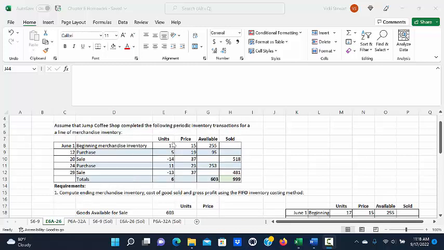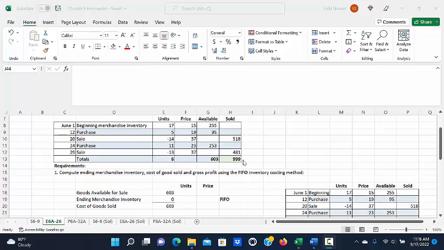The problem gives us the beginning merchandise inventory on June 1st, the purchases that were made, the sales that were made, and then the total units that are left at the end of the month, the total cost of goods available for sale, and also the sales revenue. To determine these amounts, you would take the units times the price, and that would be the amount in the available column for the inventory. For the sales, you would take the units sold times the price, and that would be the sales revenue.